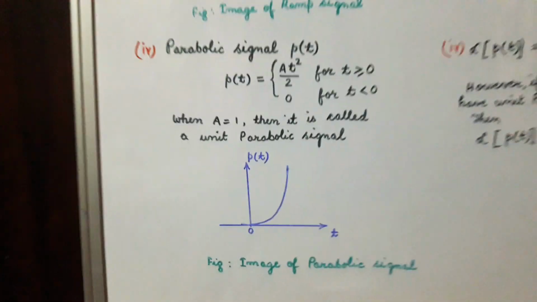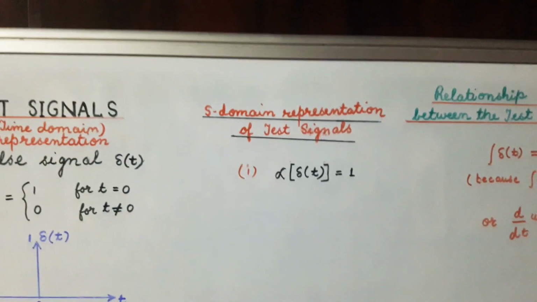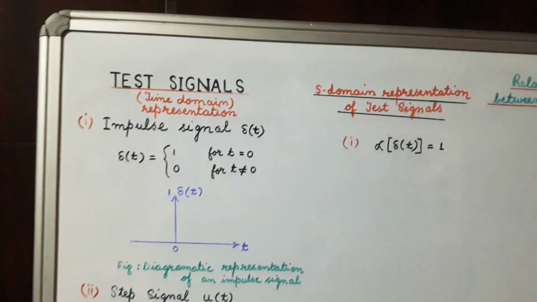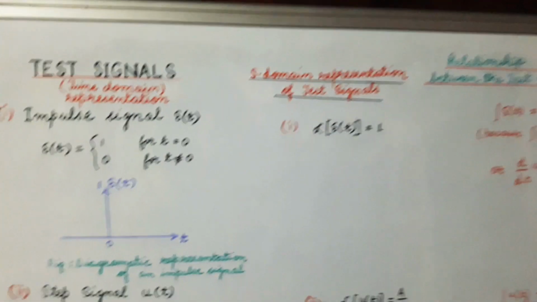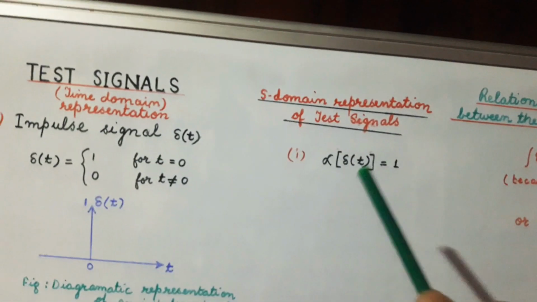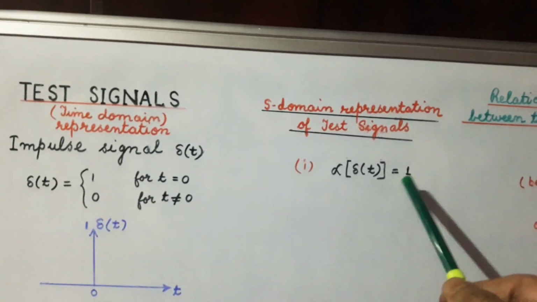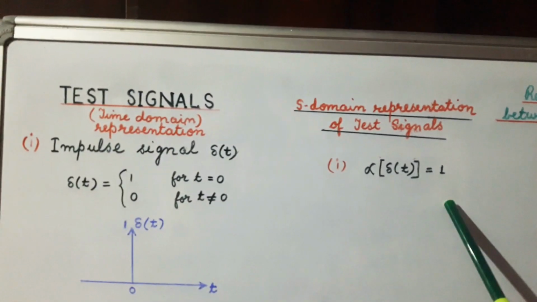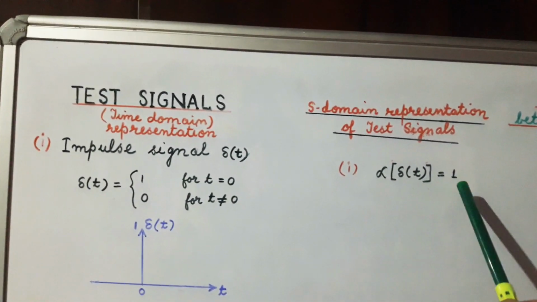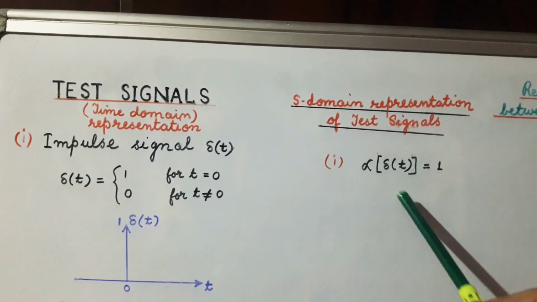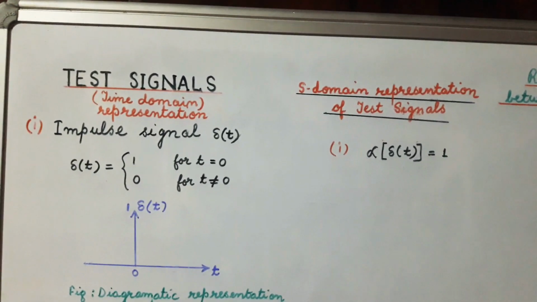Now we will find the S domain representation of these test signals. These are the time domain representation of the test signals. If we take the Laplace transform of the impulse signal, it will be equal to 1, as we have already seen in the chapter on Laplace transform. So in S domain, this test signal will be represented by 1, that is, the Laplace transform of delta t will be equal to 1, that is, in S domain the value of the impulse will be equal to 1.